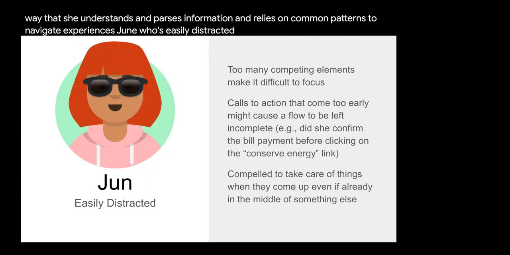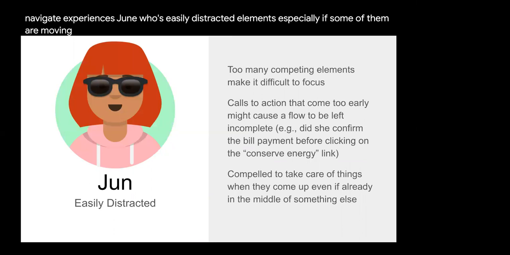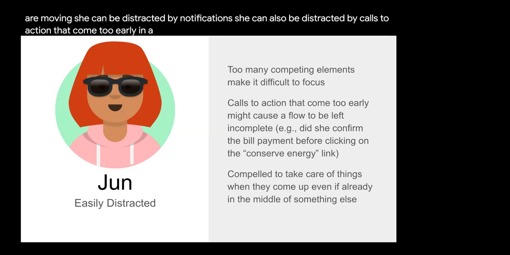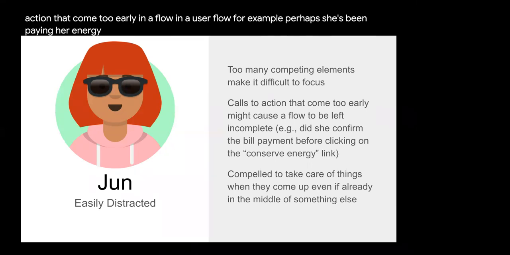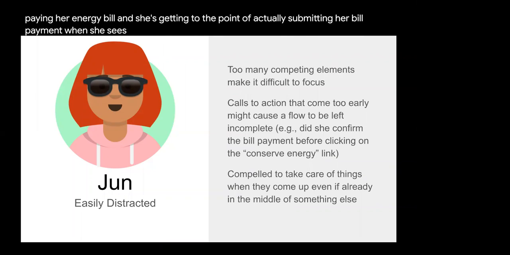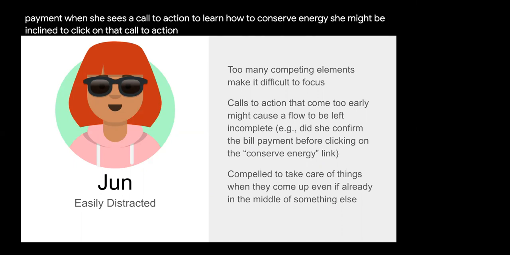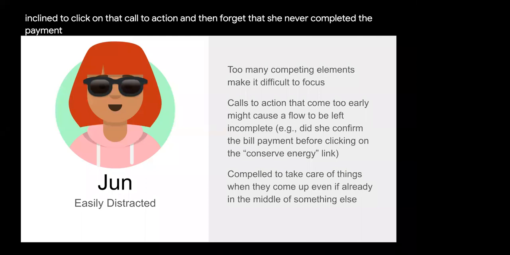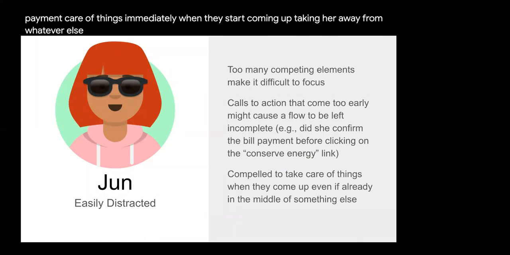can be distracted by two competing elements, especially if some of them are moving. She can be distracted by notifications. She can also be distracted by calls to action that come too early in a user flow. For example, perhaps she's paying her energy bill and she's getting to the point of actually submitting her bill payment when she sees a call to action to learn how to conserve energy. She might be inclined to click on that call to action and then forget that she never completed the payment. She can be compelled to take care of things immediately when they start coming up, taking her away from whatever else she might have been part of.